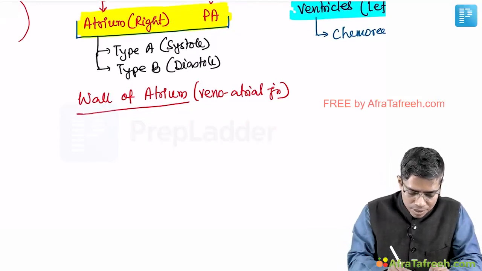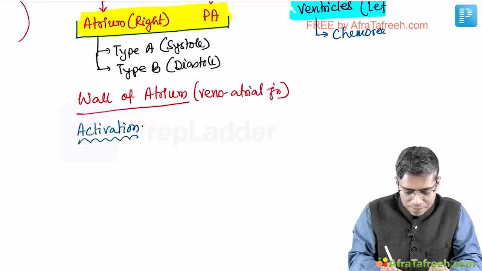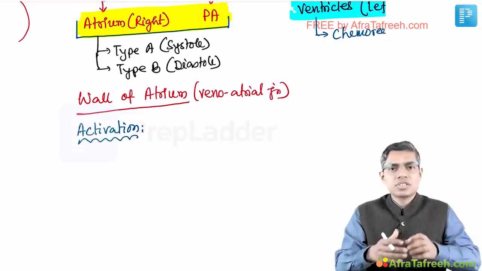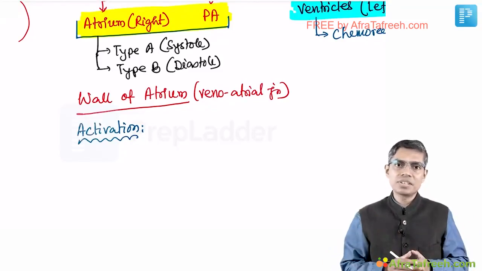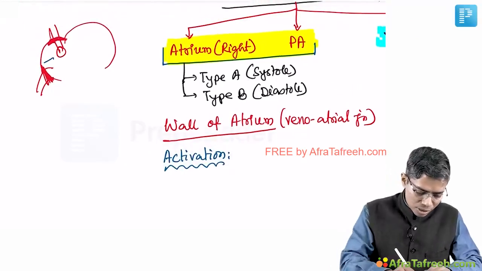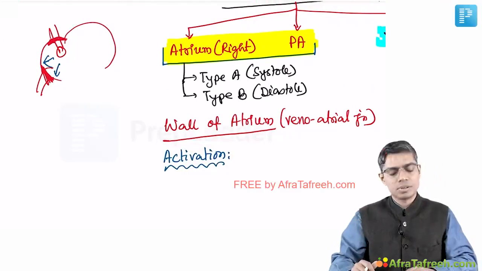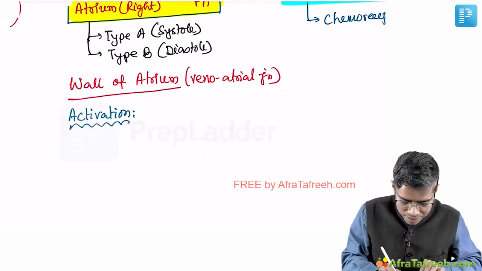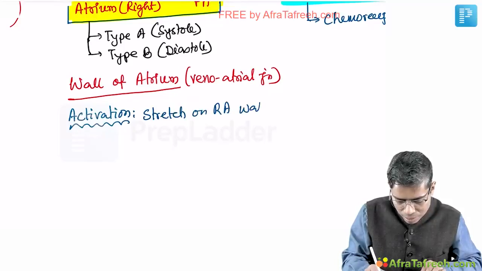How is this receptor going to be activated? Remember, very, very important: activation of this receptor is done by stretch on the right atrium. Obviously, baroreceptor means they are the stretch receptor. They should be stretched. So if you cause a stretch on this right atrium wall, there will be activation of this receptor. So I am writing here, activation will be done by stretch on right atrium wall.